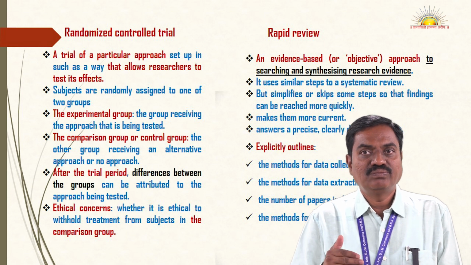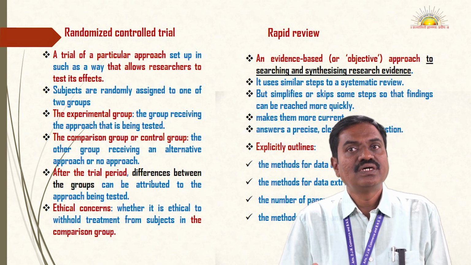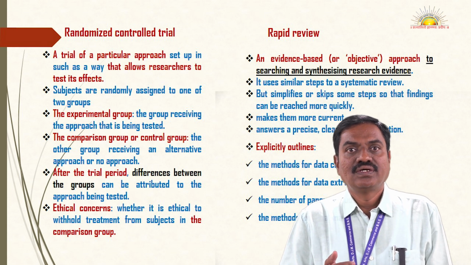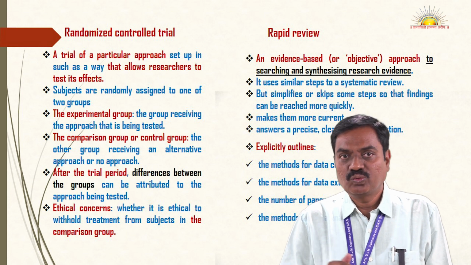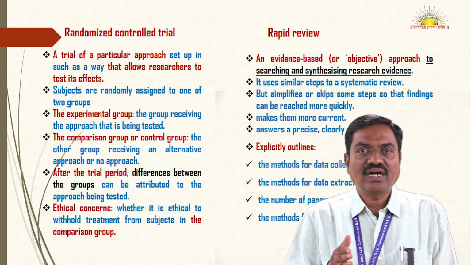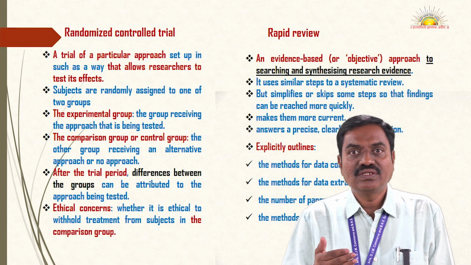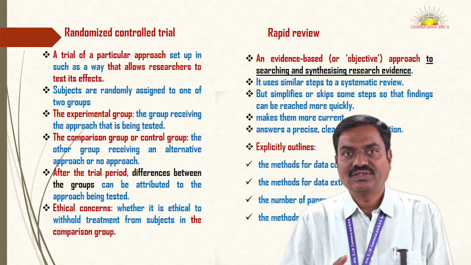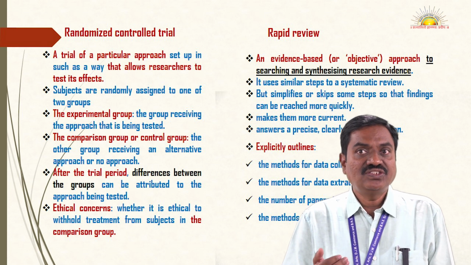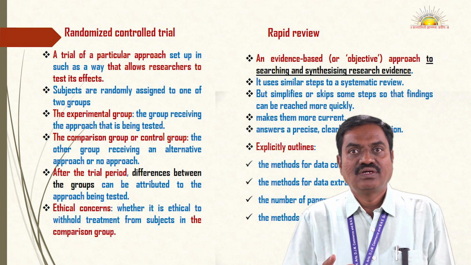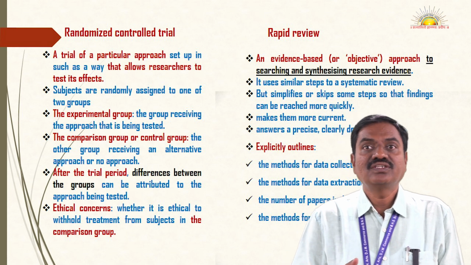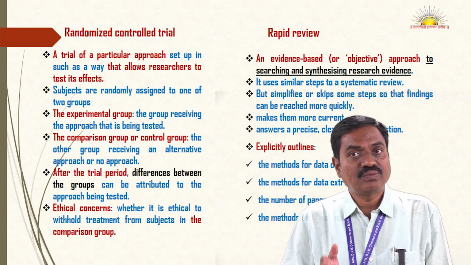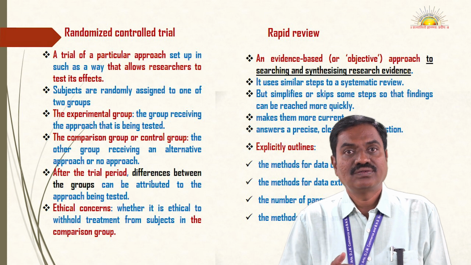the approach that is being tested, the experimental group, and the other receiving an alternative approach or no approach, the comparison group or the control group. After the trial period, differences between the groups can be attributed to the approach being tested. Researchers and teachers who use randomization must take into account ethical concerns such as whether it is ethical to withhold treatment from subjects in the comparison group.